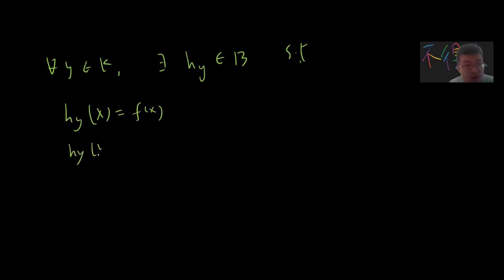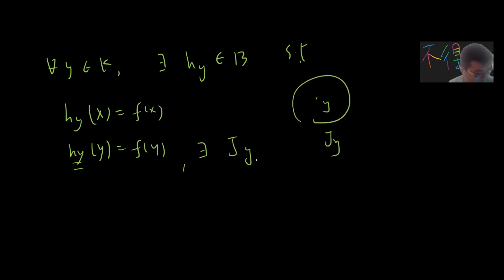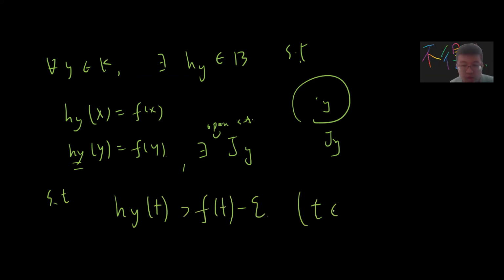That means for any y belonging to K, you can find a function h_y belonging to B such that h_y(x) is f(x), and h_y(y) is f(y). Now h_y is continuous because it belongs to B. So there is an open set J_y containing y such that h_y(t) is greater than f(t) minus epsilon, where t belongs to J_y, because this is continuous.